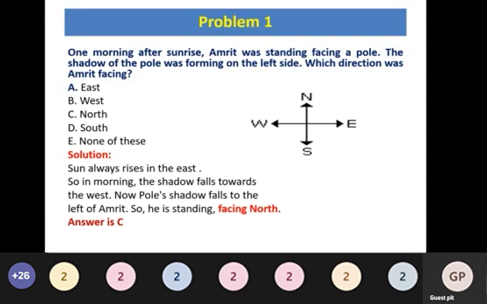So if you see the solution, once again I'll read out the problem. One morning after sunrise, Amrit was standing facing a pole. The shadow of the pole was forming on the left side. Which direction was Amrit facing? East, west, north, south, none of the above. Now the solution. The sun always rises in the east, so in the morning the shadow falls towards the west. Now the pole's shadow falls to the left of Amrit, so he is standing facing the north. So the option is C.